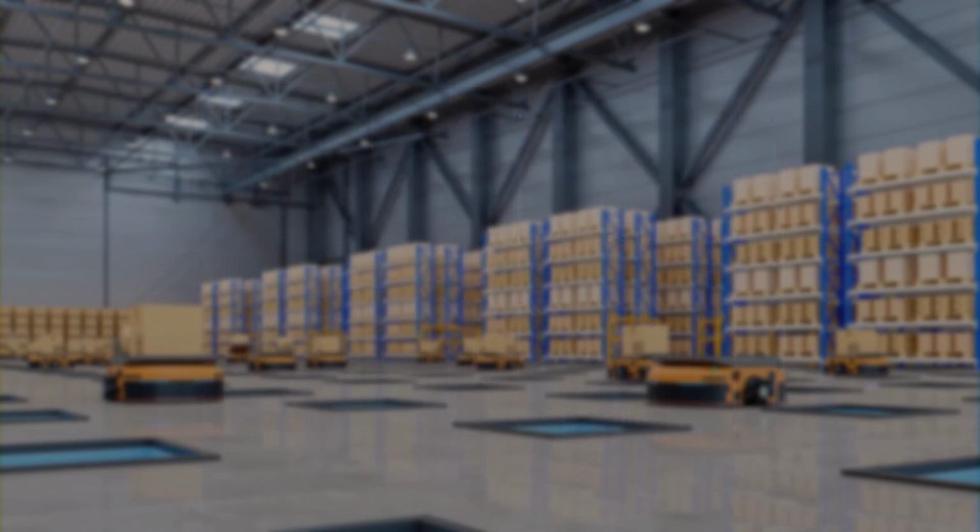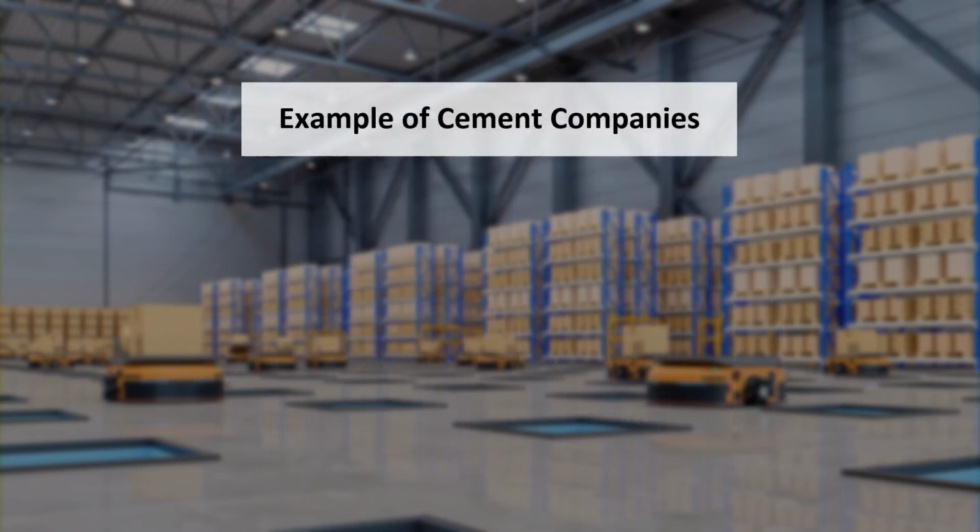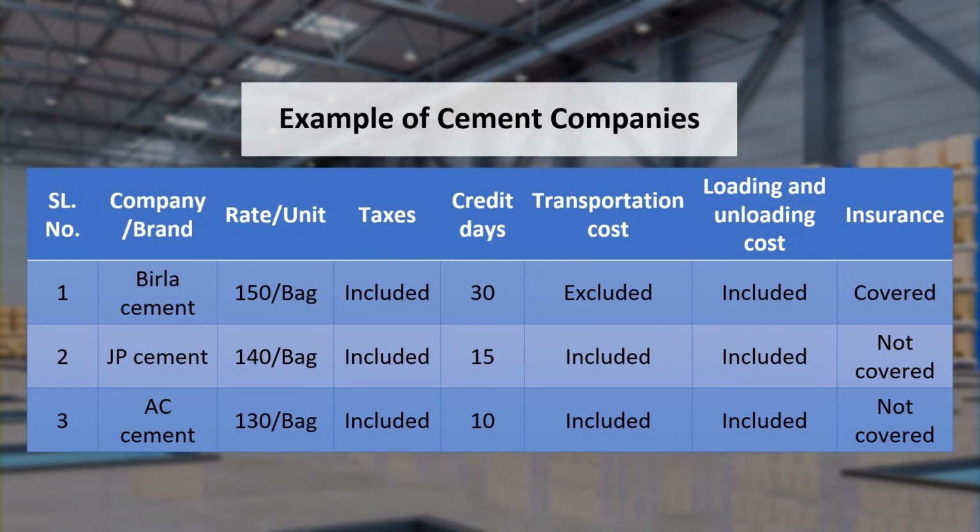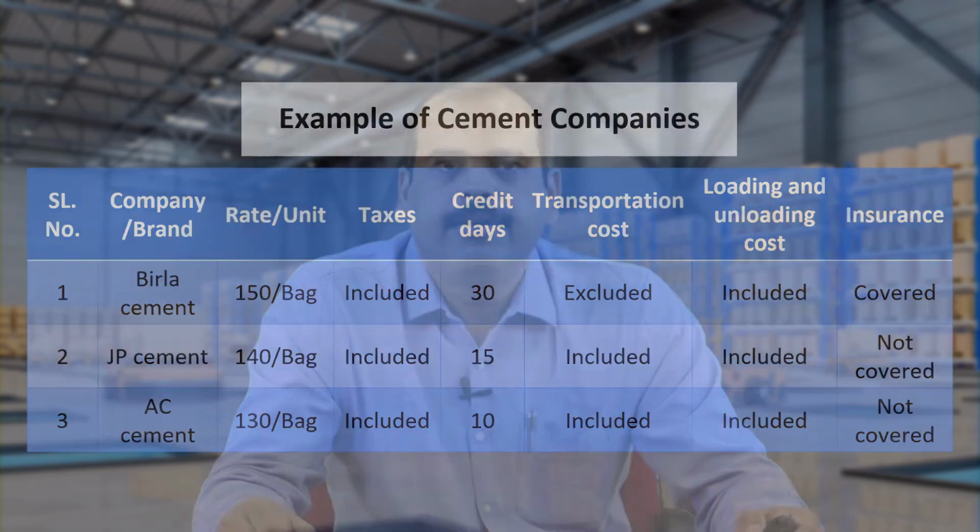So if you look at the cement companies, the vendors, suppose there are 3 vendors, Birla Cement, JP Cement, AC Cement, and the rate per unit has been quoted by these 3 vendors or suppliers. Taxes have been described, whether included or not. Credit days have been provided by these. Transportation cost, loading, unloading cost, insurance, and all these have been recorded for each supplier who has quoted.